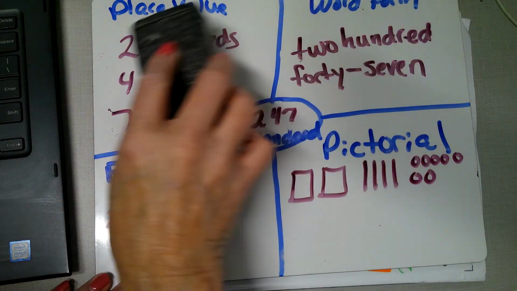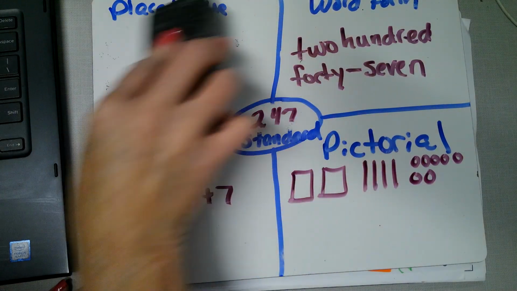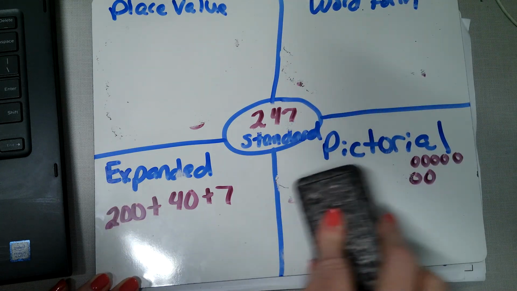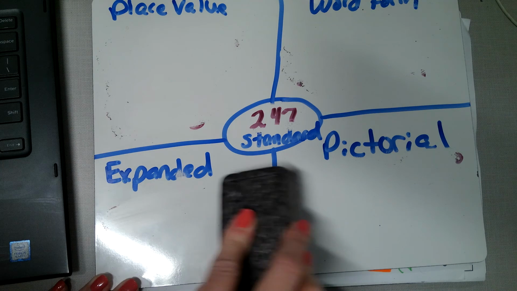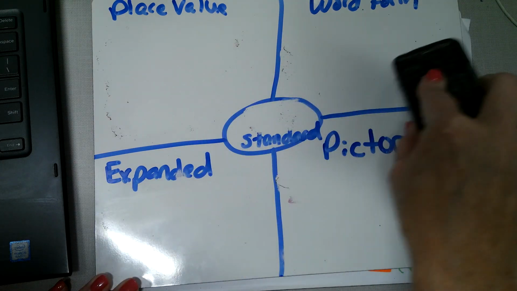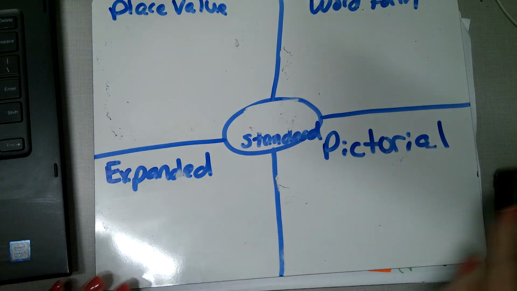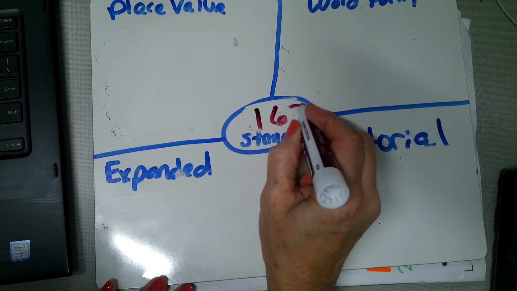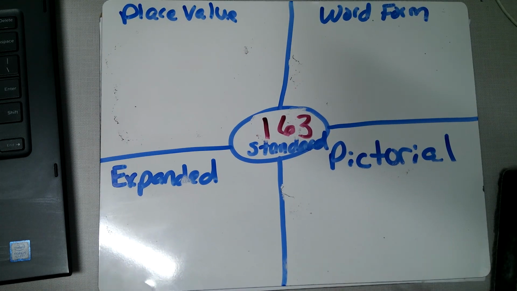So let's try another one. Get out your math journal and see if you can do it along with me. See if your numbers match mine. So let's do the standard form of the number 163. Can you do the standard form of the number 163?